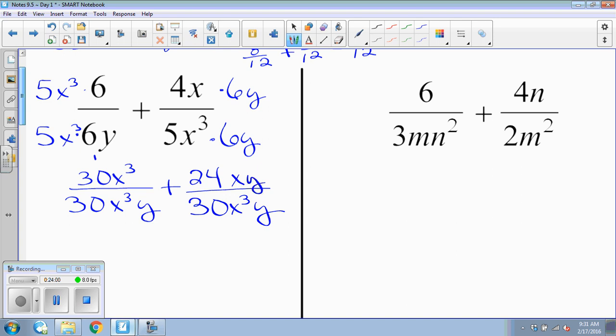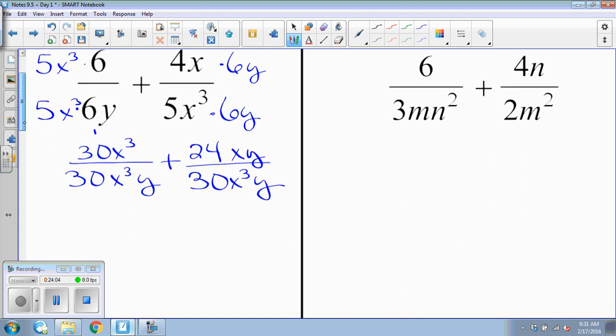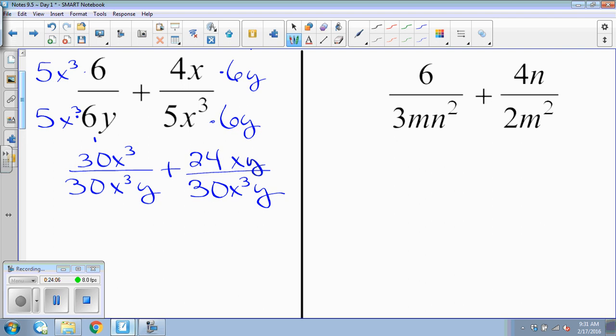You can't add the top because they're different variables? Yes, I can. Sure I can. It doesn't matter. I'm going to put 30x to the third plus 24xy over my denominator, which is 30x to the third y.